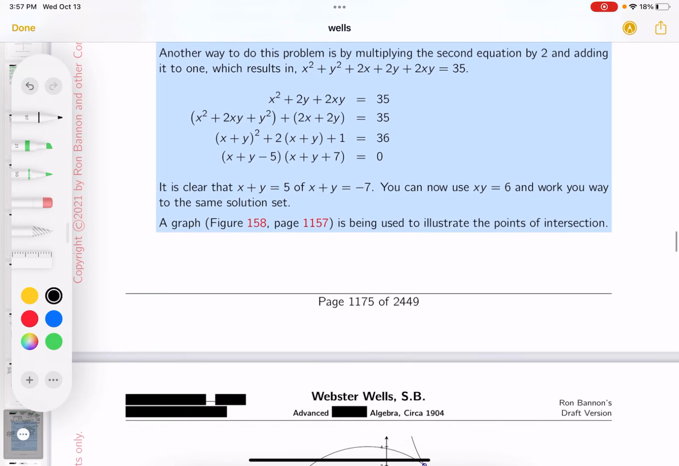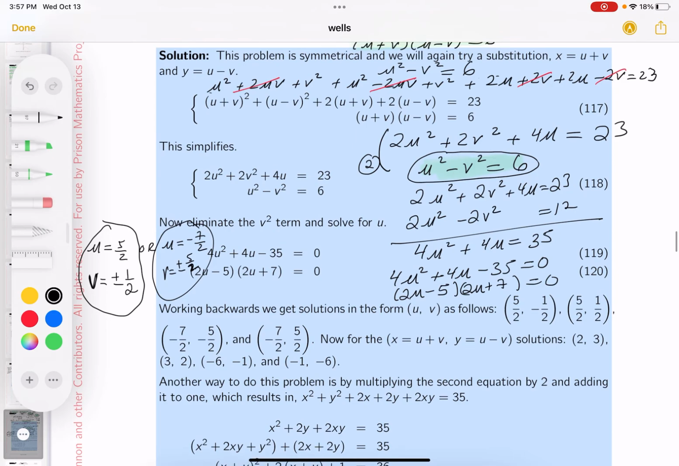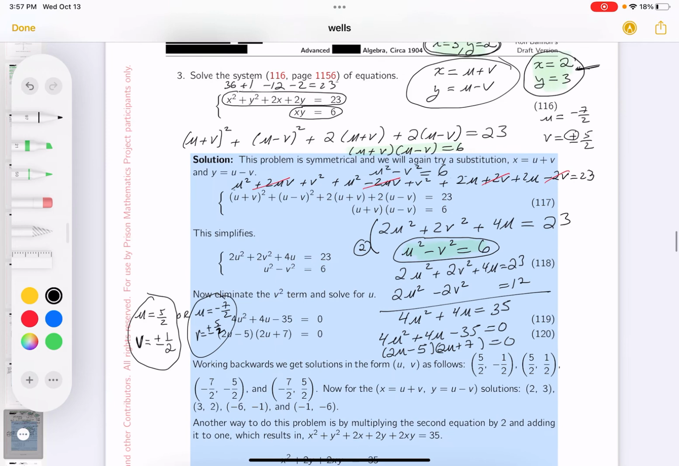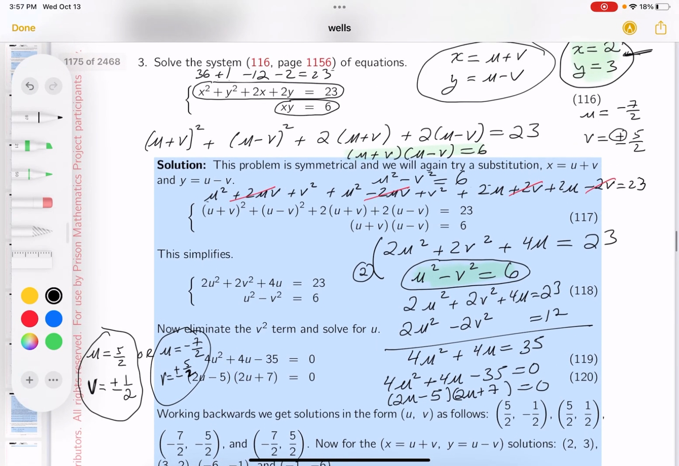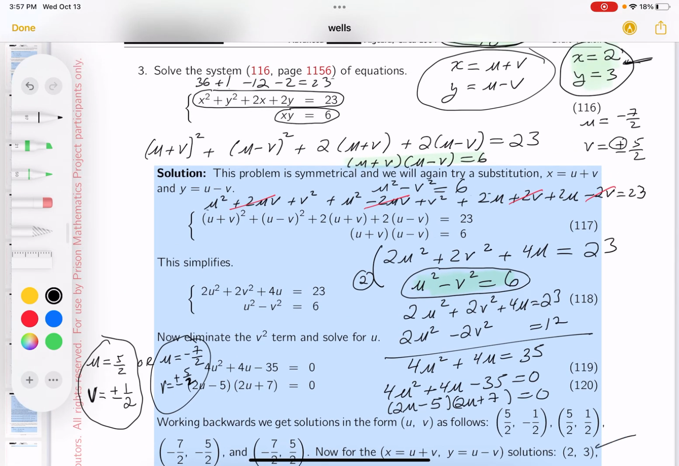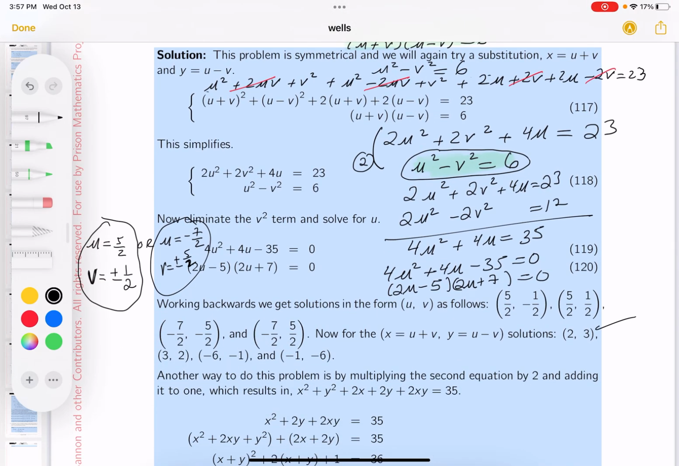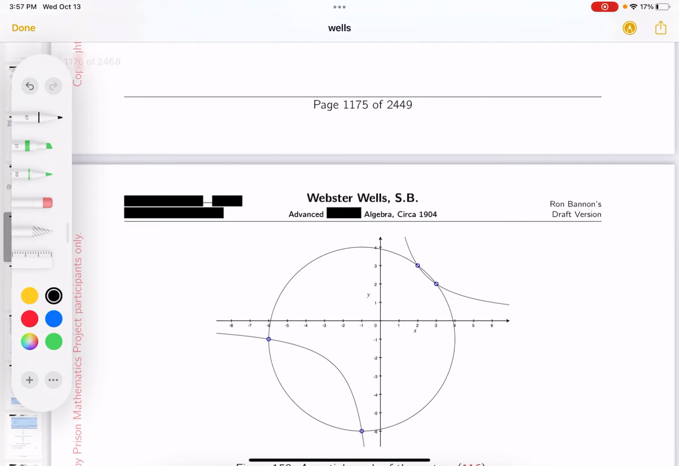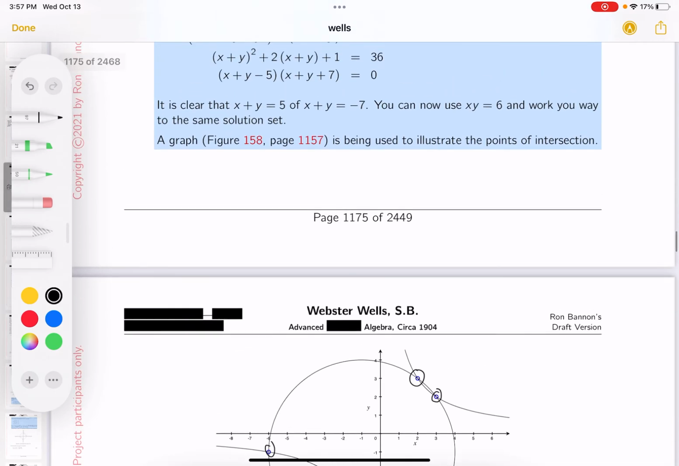And again, I want to look at this. I think the answers are listed for me here. Let me make sure you know what I'm looking at. Let's see, 2, 3. Let's see if I got the other one. 3, 2, minus 6, 1, minus 1, 6. Let's look at the graph. It's over here. And I'm seeing it. I'm seeing the 3, 2. I'm seeing the 2, 3. I'm seeing the minus 6, minus 1. And I'm seeing the minus 1, minus 6. I'm seeing them all. All right.